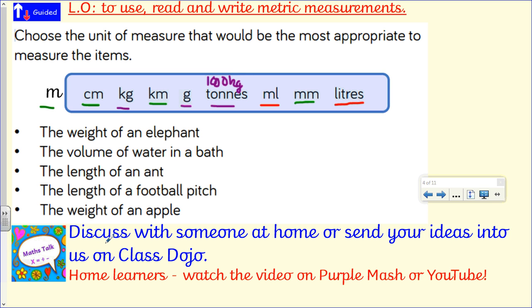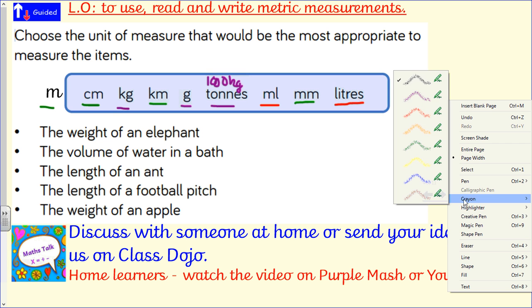Right, so I've put down here, discuss with someone at home if you can, if there's anyone there for you to talk to, or send your ideas to us on Class Dojo, or talk to yourself. So pause the video, have a go at working out what you think you'd measure each thing in, and then we'll go through it. Right, so the weight of an elephant.